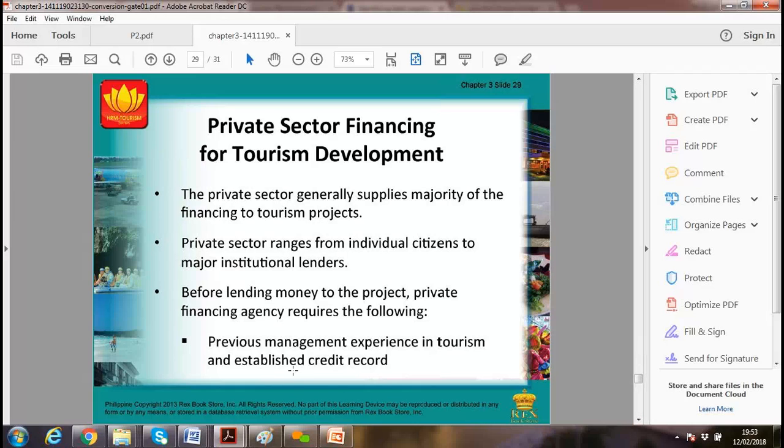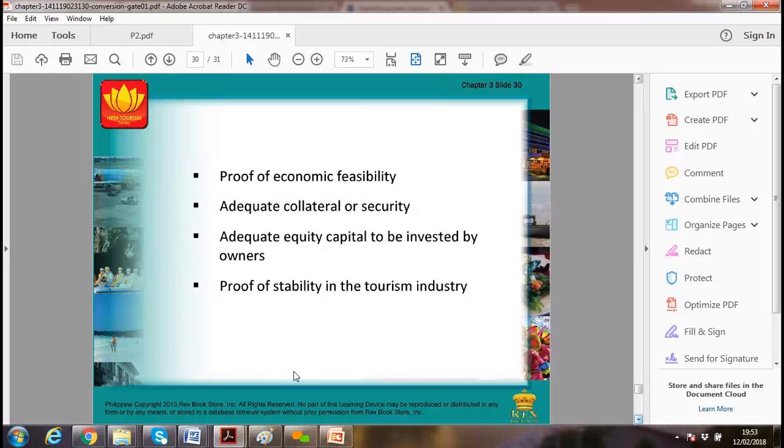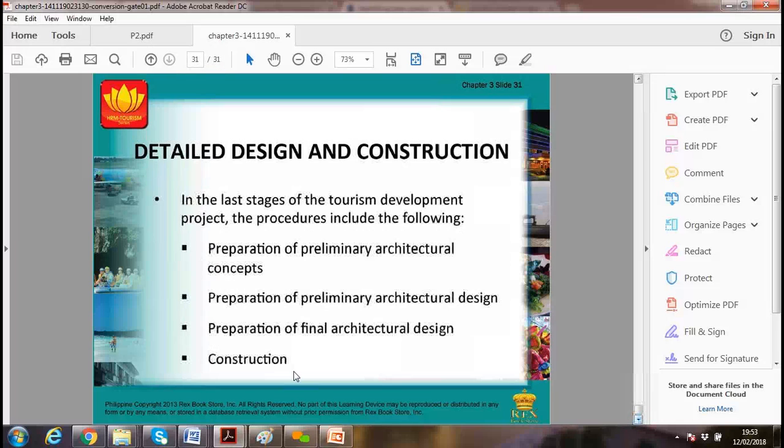Private sector financing for the tourism industry generally supplies the majority of the financing for projects. The private sector ranges from the individual citizen to major institutional lenders. Different sorts of companies could be involved, like Tesco and various others. They have a lot of money to invest in different travel and tourism projects. Proof of economic feasibility: these are just a generic discussion which we normally need to do before we launch any project. And of course, public and private sectors both can play a significant role.